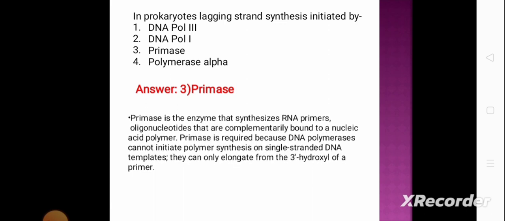Primase is the enzyme that synthesizes RNA primers, the oligonucleotides that are complementary bound to a nucleic acid polymer. This primase is required because DNA polymerases cannot initiate polymer synthesis on single-stranded DNA templates, and they can only elongate from the 3' hydroxyl of a primer.